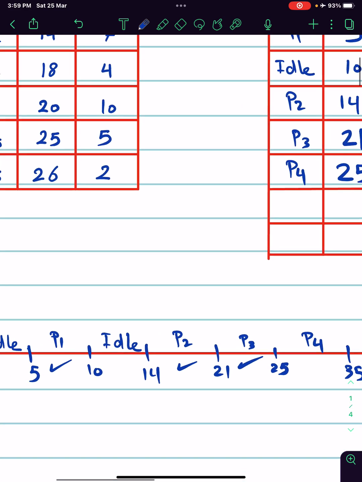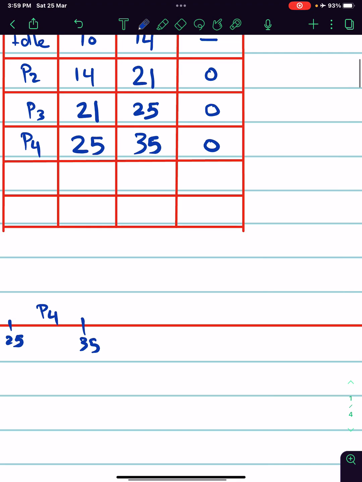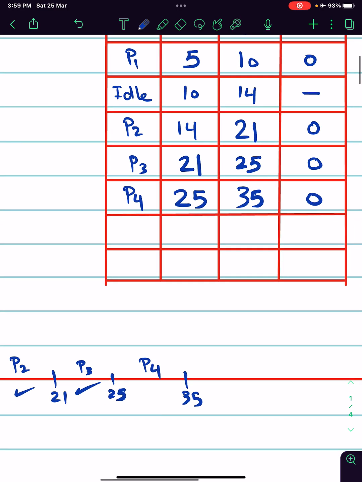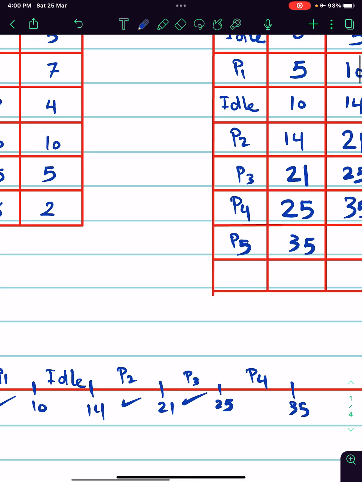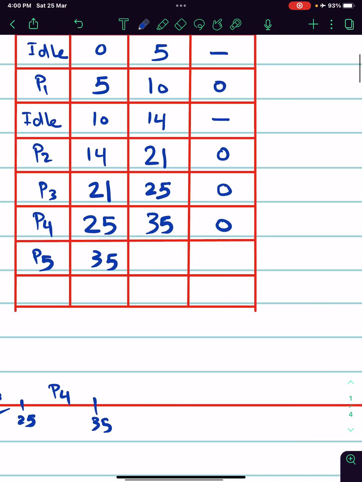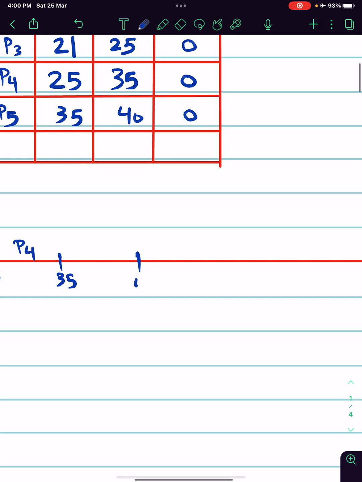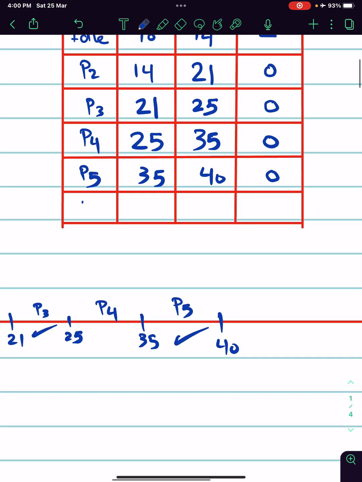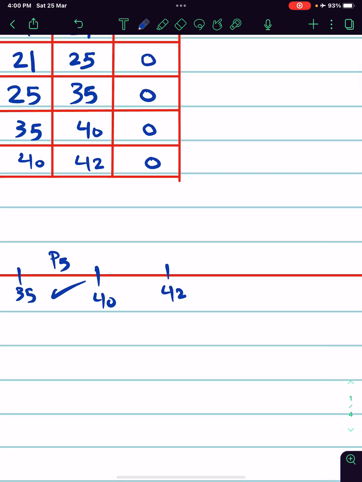P5 arrives at time 25. P5 is going to start working at time 35. That's when the CPU is available. P5 has a burst of 5, so it's going to be working until 40 with the remaining time of 0. That's P5, and P5 is done. And then P6 has a burst of 2. So P6 starts working at 40 and it finishes at 42. Here it is, P6.